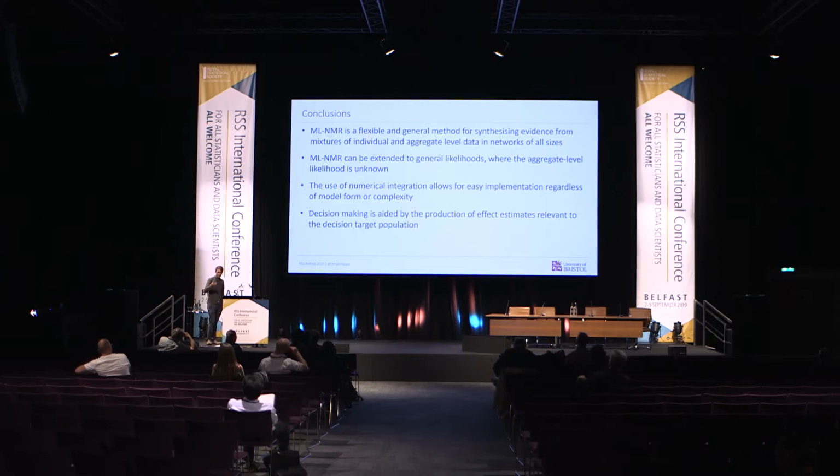So in conclusion, our new method, multi-level network meta-regression, is a flexible and general approach for synthesizing evidence from mixes of individual and aggregate level data in networks of all sizes. It's not restricted to just when we have really large networks or really small networks. And we've shown today that we can extend this to general likelihoods where we might not even know the correct form of the aggregate model.